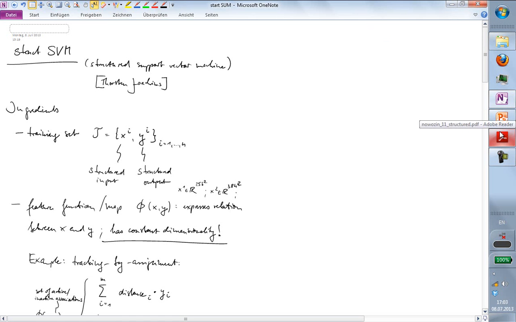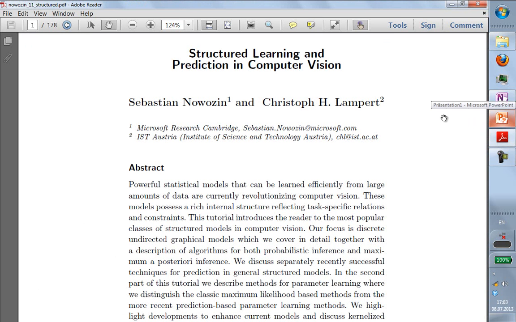If you want to read further, I want to advertise this booklet here by Sebastian Nowozin and Christoph Lampert. They talk a lot about inference in factor graphs. So there are inference methods that we talked about and others that we did not mention, like dual decomposition. And they also give a brief discussion of structured support vector machines.